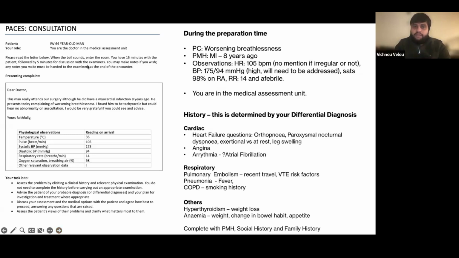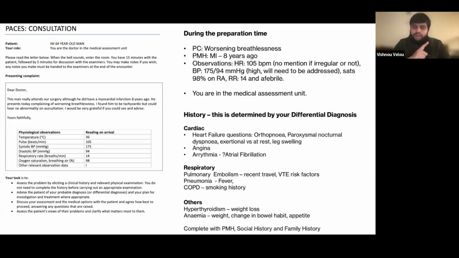Right. So here's my thoughts in the preparation time. Presenting complaint: worsening breathlessness. He has a past medical history of an MI 8 years ago, so that's important. Let's just think about the observations. So he's tachycardic, and we don't know if it's irregular or not. We don't know whether this is an arrhythmia causing the breathlessness.